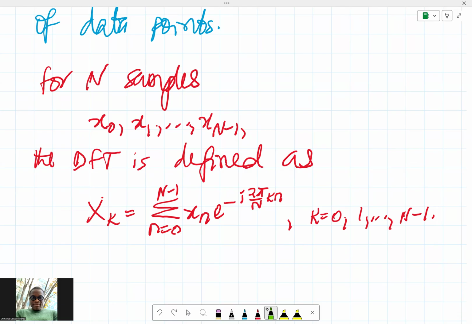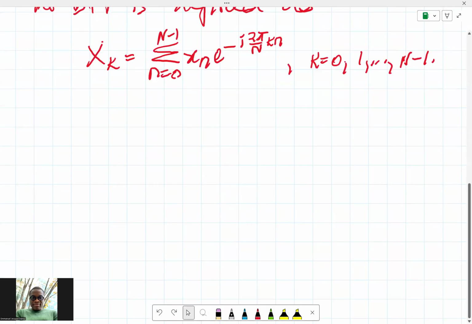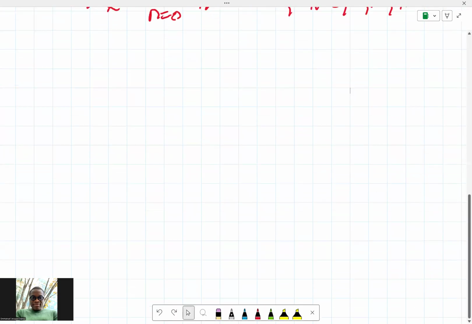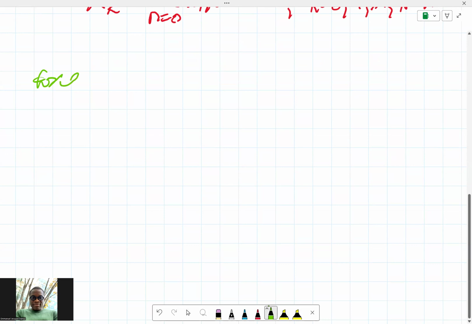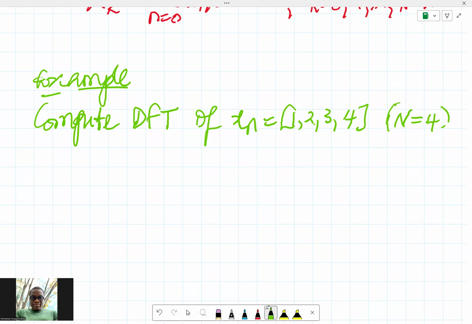Now, let's take an example to actually get a grasp of what this whole thing is about. Example: compute the discrete Fourier transform of x n equals 1, 2, 3, 4. So here you see that tells us that big N is equal to 4. That's all this is about. Big N is equal to 4.